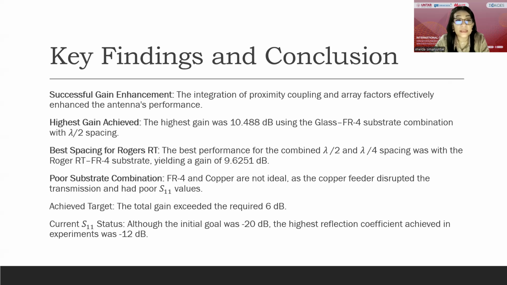For the Rogers, the best performance was the combined lambda divide 2 and lambda divide 4 spacing with the Rogers and FR4 substrate, yielding a gain of 9.6251 decibel. The first combination, FR4 and copper, is not ideal, as the copper feeder disrupts the transmission and had poor return loss values.